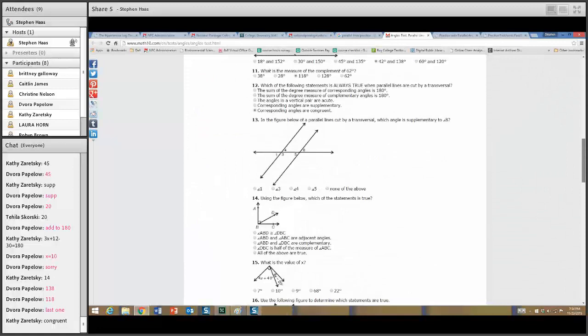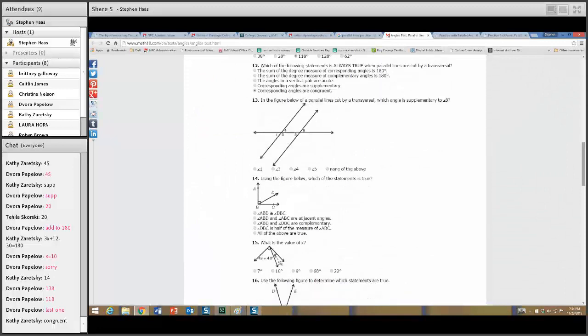Okay. In the figure below, which angle is supplementary to angle 8? Well, not angle 5, that's equal to 8. But 3 is supplementary with 5, so 3 has to be supplementary with 8. That's right.